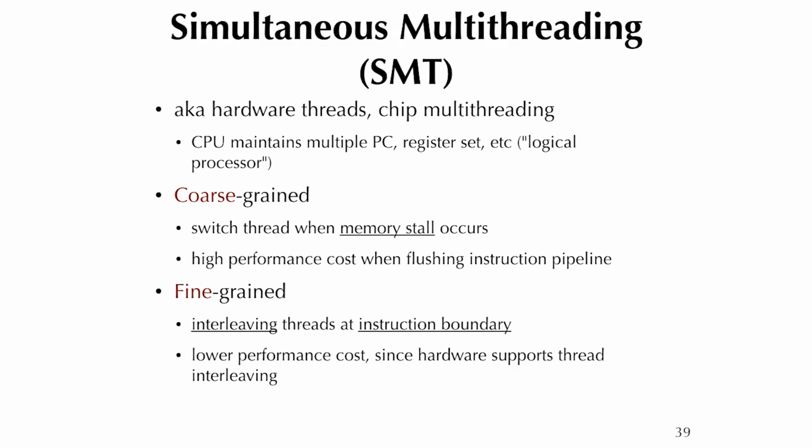So that's called SMT, Simultaneous Multi-Threading, also known as hardware threads, also known as chip multi-threading. Okay, depending on who you're talking to. So CPU maintains multiple program counters, register set, so that they look like logical processors. But can you run both threads at the same time? No. You're running only one thread at a time. It's just hardware supports these register sets, including program counter, so that you don't have to create these concepts just in software. But really, it's really just running one thread at a time.